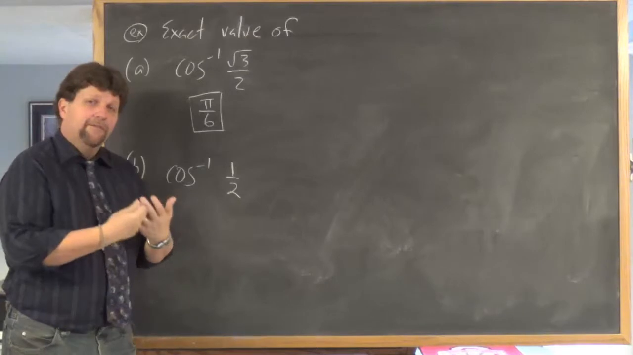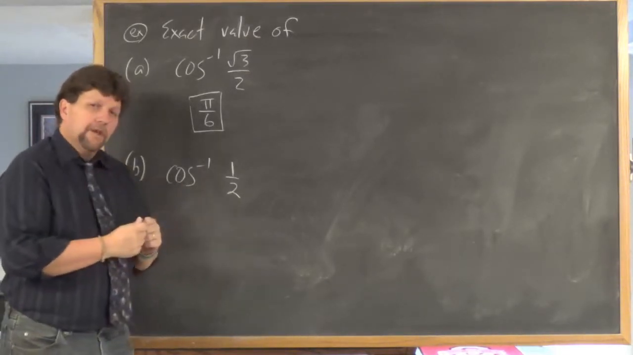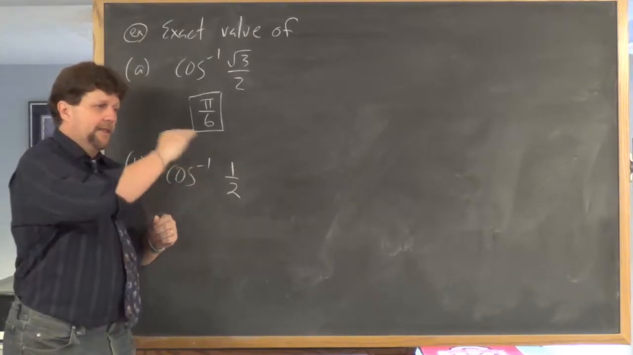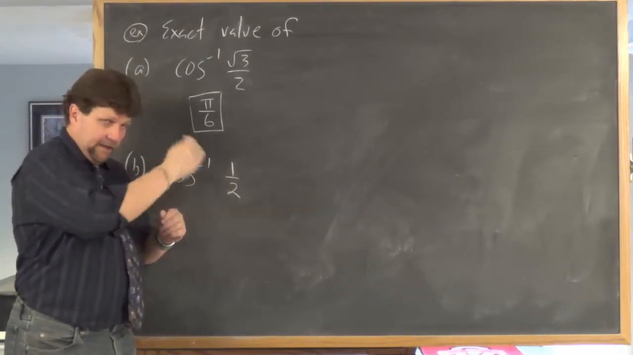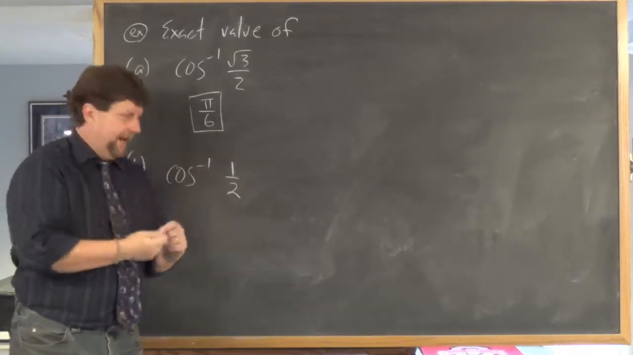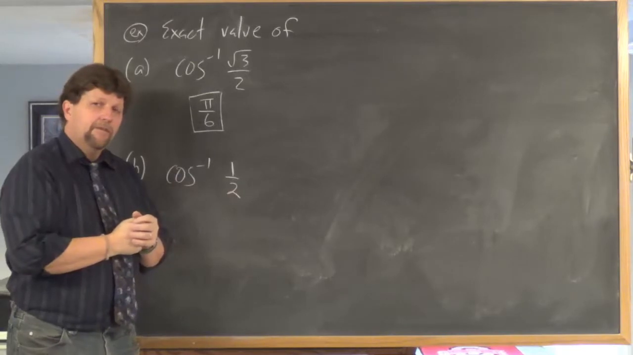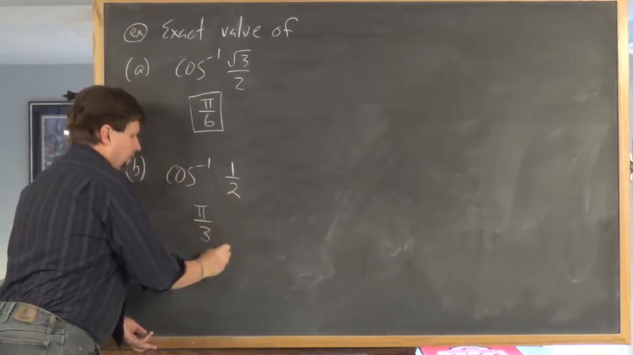Let's think. We're looking for an angle on the top half of the unit circle. Inverse cosine looks for an angle on the top half of the unit circle. When we take the cosine of that angle, we get 1/2. That angle would be pi over 3.